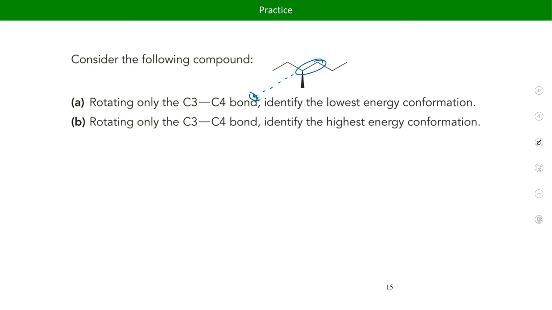Groups. Yeah, everything that's attached. So there's one methyl on carbon three, but then on carbon four, if we just look at C3 and C4, this would be considered an ethyl group from that point of view, right? And relative to C3, that's an ethyl group. So you have three different substituents to deal with besides hydrogens.